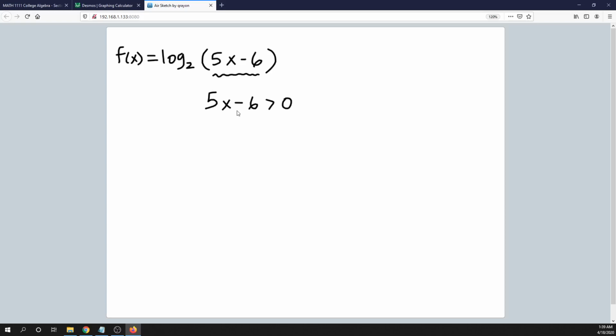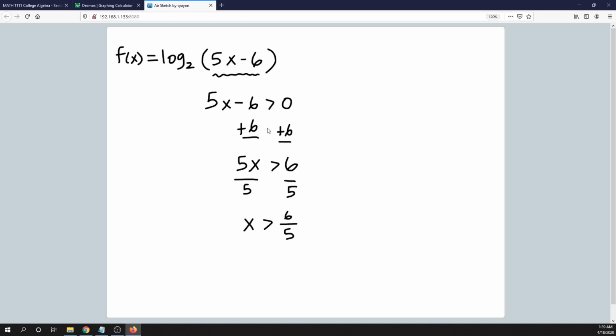All right, so to solve this for x, this is a linear inequality, so I just get x by itself. I would add 6 to both sides. And so I get 5x is greater than 6. And then divide both sides by 5. So I get x is greater than 6/5. Okay, so I've solved that inequality.